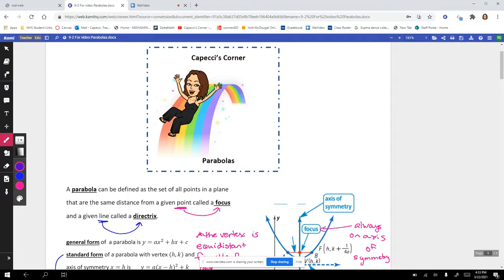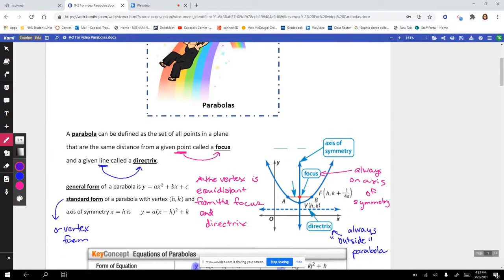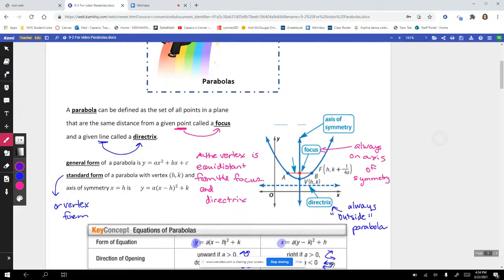Today on Capechi's Corner, we're going to look at parabolas. Now, we've done some work with parabolas before, but we're going to go into a lot more detail in this lesson. And this is also going to be part of our conic section. So some of this vocabulary is going to go with us throughout this chapter.